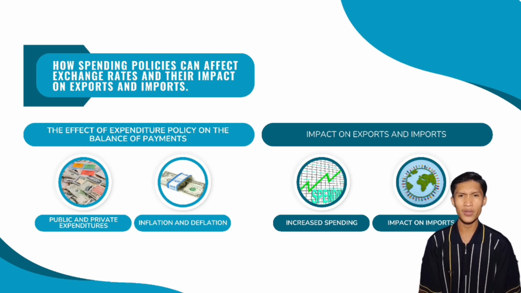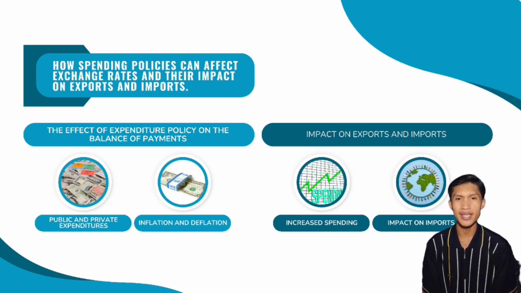And the question now is how spending policies can affect exchange rates and their impact on export and import. Let's start from the effect of expenditure policy on the balance of payments. The first, public and private expenditure. Expenditure policies, whether carried out by the government or the private sector, can influence aggregate demand and have the potential to trigger changes in the balance of payments.